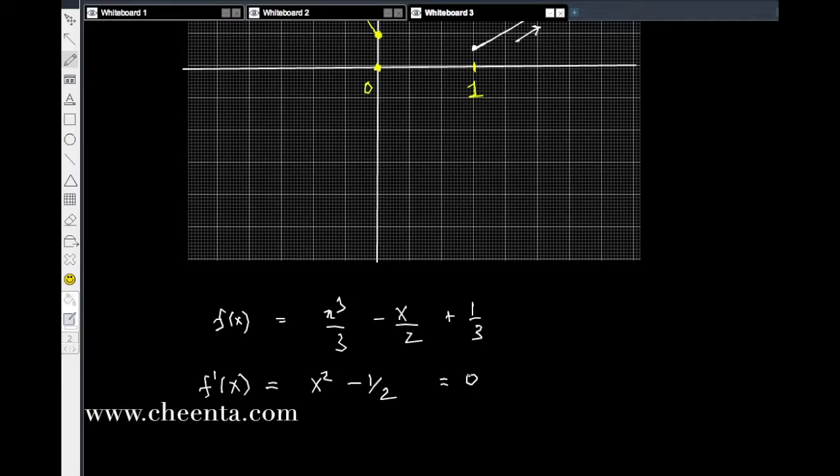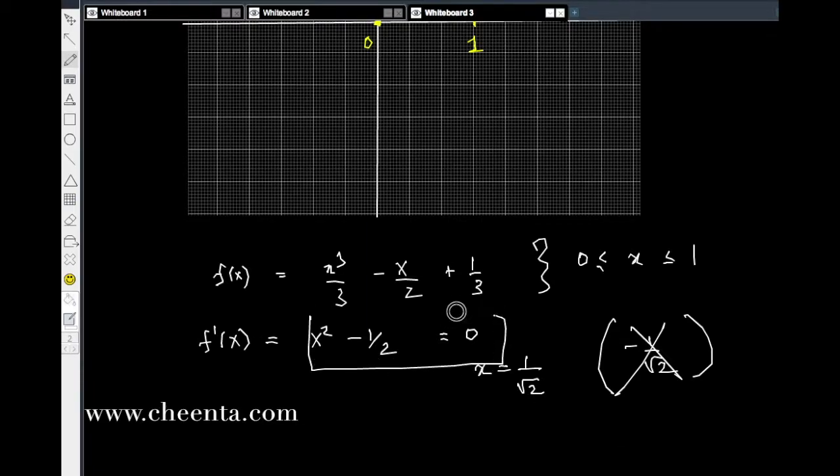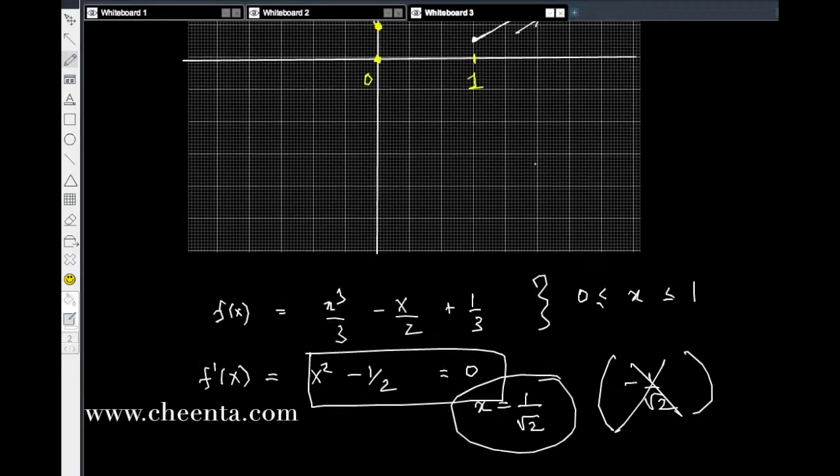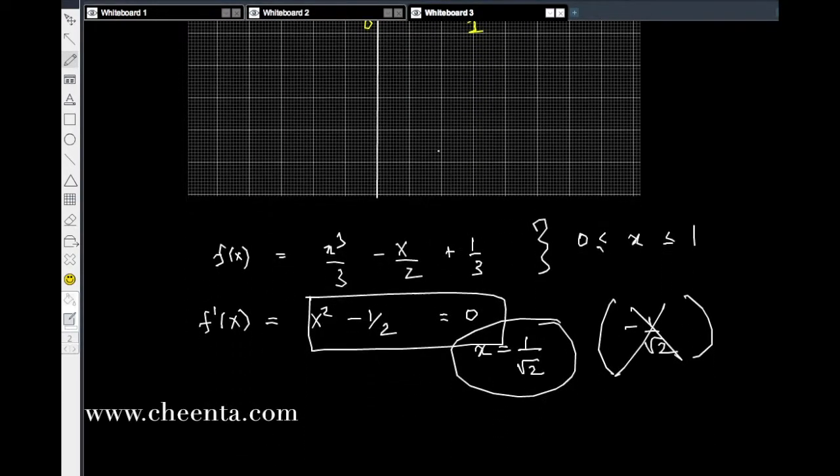So this becomes 0 when x is equal to 1 over square root of 2, because we are only interested in the interval 0 to 1, right? So we disregard the other root of this equation. We take only x equals 1 by square root of 2. Now, 1 by square root of 2 would be somewhere here. Let's find out the value.